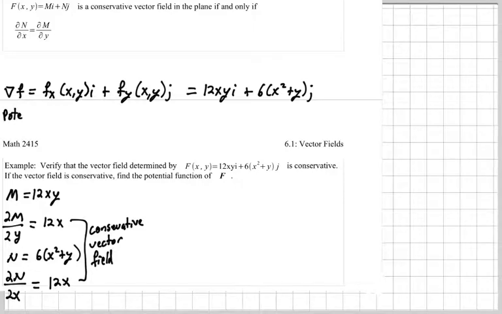Okay, and so that potential function is going to be kind of like an antiderivative. So the gradient is kind of like your derivative operator. So the derivative of your antiderivative is going to be the original vector field. So let's go ahead and find our potential function.